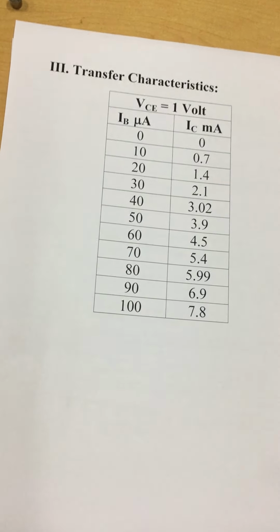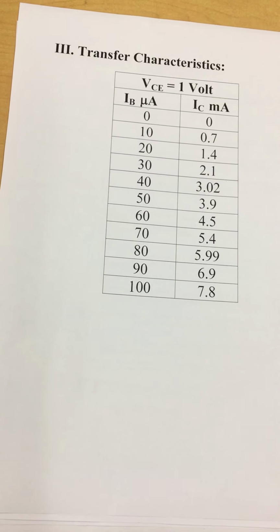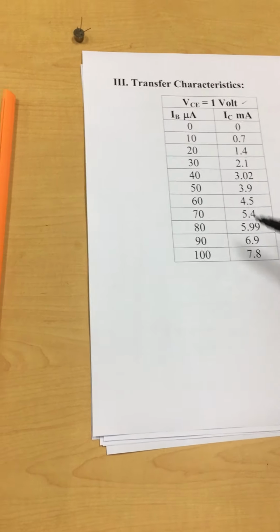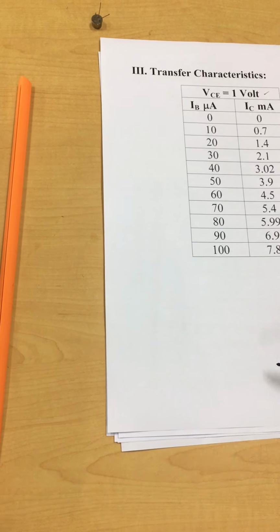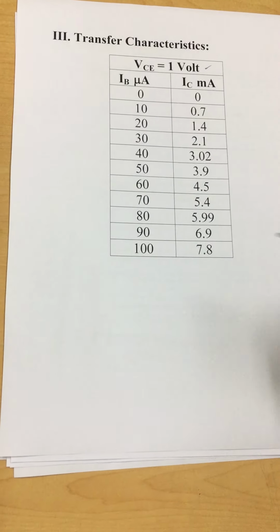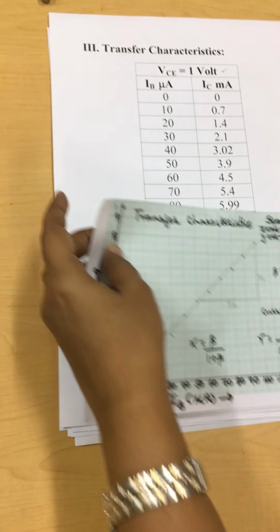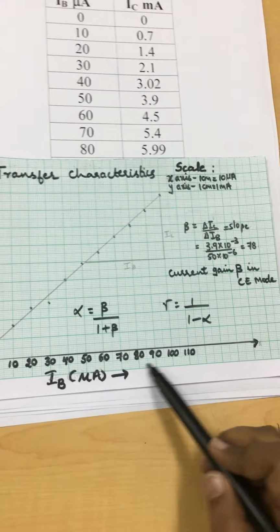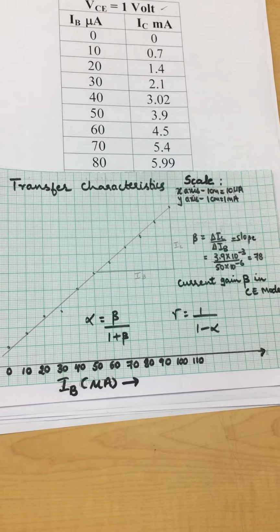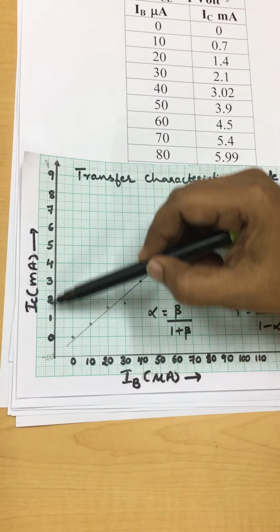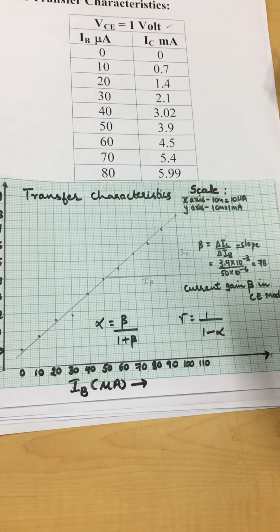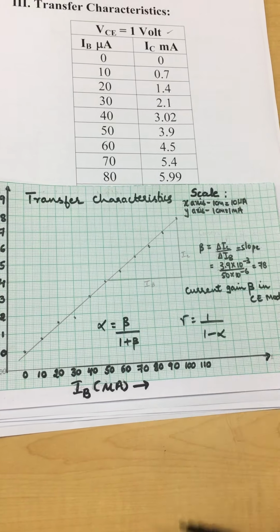So as I enter the readings in the tabular column, you can look into this. I kept VCE constant at 1 volt, varied IB in the circuit and noted the values of IC. The graph looks like this if I plot. The same thing, IB is plotted along the x-axis, which is in microamps, and IC is on the y-axis, which is in milliamps. If I plot a graph, it is a straight line.